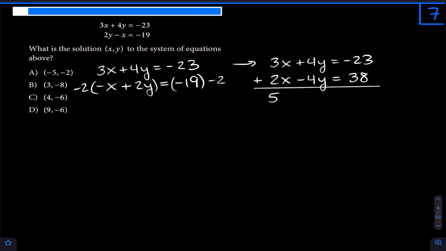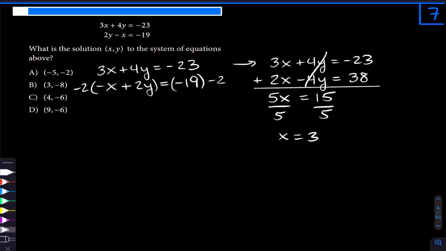So when we add the 3x to the 2x, we get a 5x. These guys cancel out because 4y minus 4y is 0. And so 5x is equal to this guy. It's a 38 minus 23. That will be a 15. So we can just divide by 5 on both sides. That gives us that x is equal to 3. And there's only one solution where x is equal to 3, so we already know what the answer is.